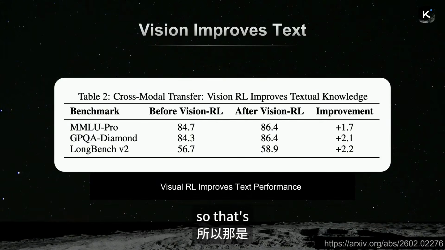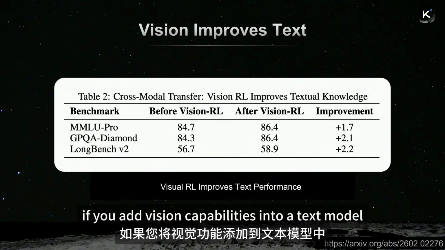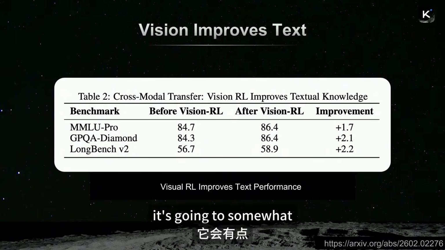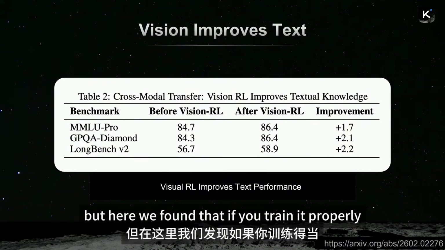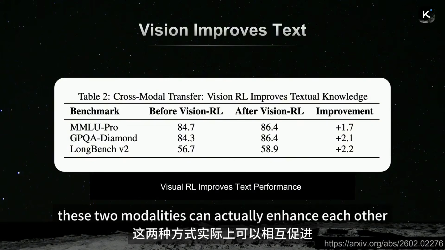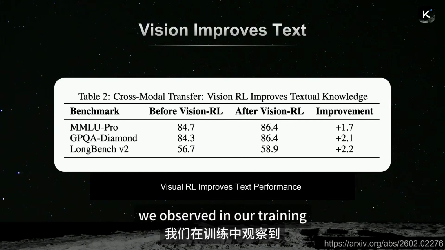So it has long been a challenge that if you add vision capabilities into a text model, it's going to somewhat hurt the text performance. But here we found that if you train it properly, these 2 modalities can actually enhance each other. So this is one of the key findings that we observe in our training.